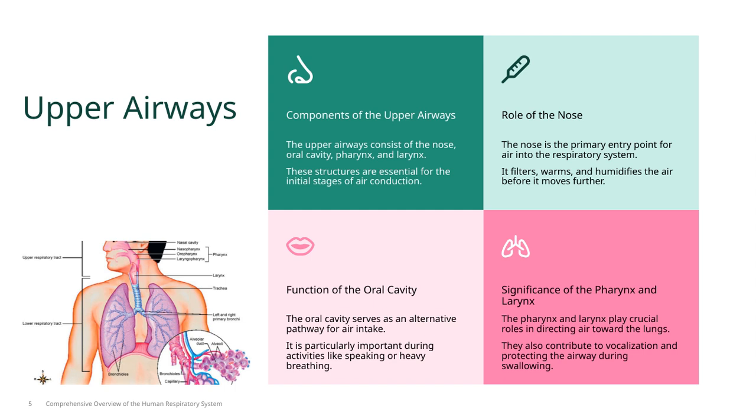This becomes especially important during activities like talking loudly or when we're breathing heavily, where the nose alone might not be enough. Moving on to the upper airways as a whole, the pharynx and larynx are vital. They help direct air smoothly into the lungs, but they also have other roles. For example, they are involved in producing our voice and protecting the airway during swallowing, preventing food or liquids from going down the wrong way.